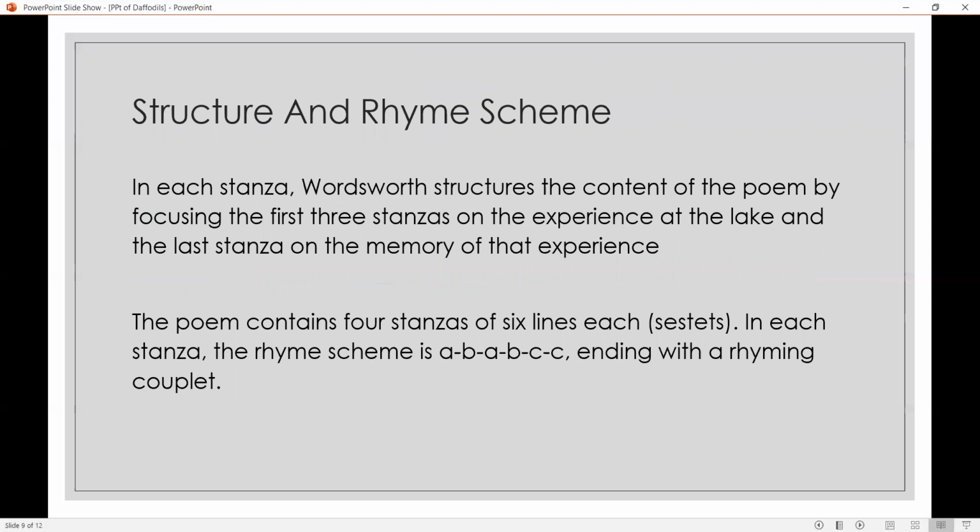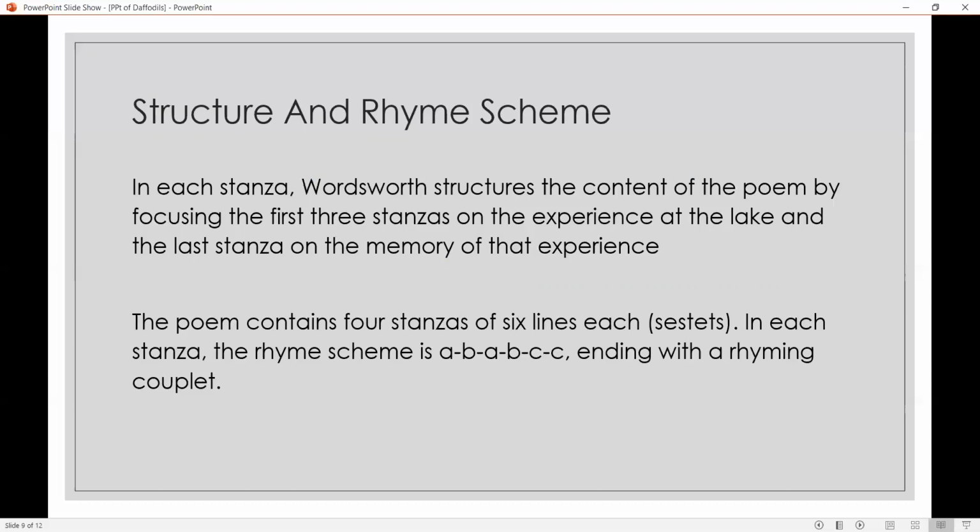Now, how are the structure and rhyme scheme of the poem? In each stanza, Wordsworth structures the content of the poem by focusing the first three stanzas on the experience at the lake and the last stanza on the memory of that experience. Now, do you know the difference there? The first three stanzas on the experience at the lake and the last stanza on the memory of that experience. That is how it is structured.